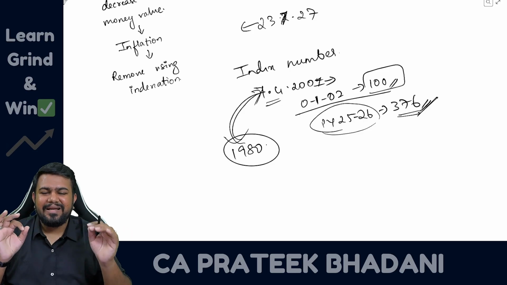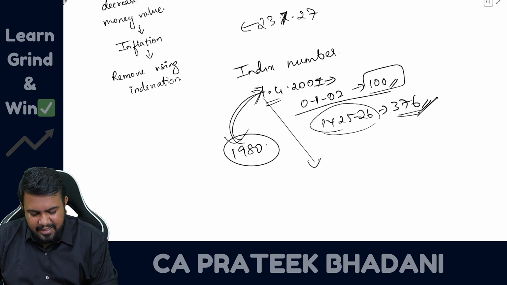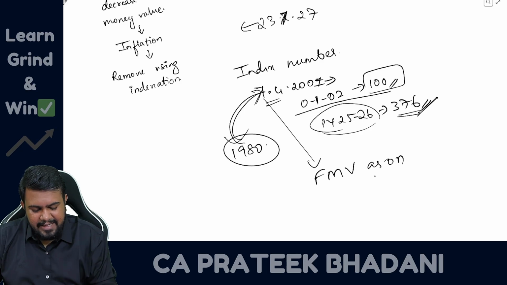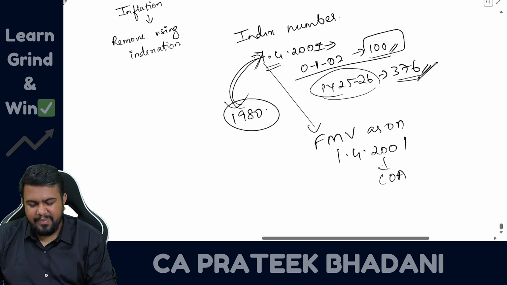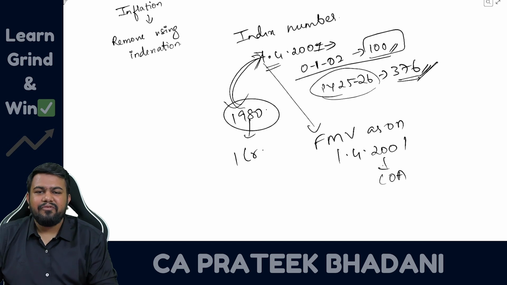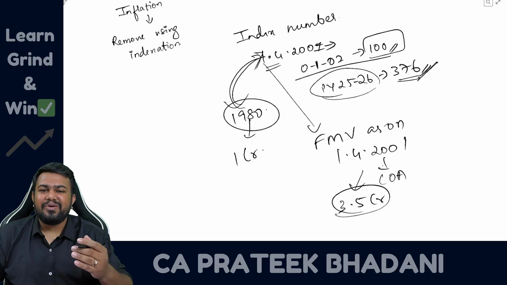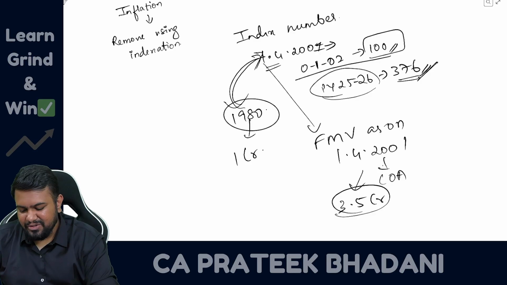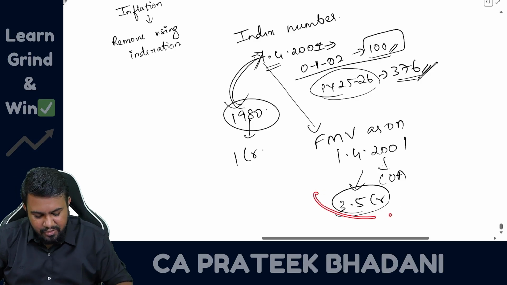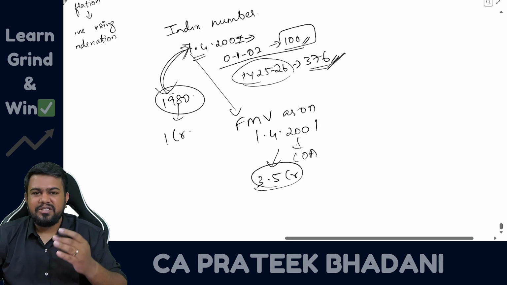That is why the Income Tax Act has given a benefit to the assessee, that the assessee can take the fair market value as on 1/4/2001 as the cost of acquisition. So let's say your purchase price in 1980 was 1 crore, but on 1/4/2001 this value became 3.5 crores. Then obviously 3.5 crores is beneficial for you. If you have a higher cost, it means you will have lesser capital gain. So definitely you will take the benefit, and now your cost will become 3.5 crores.